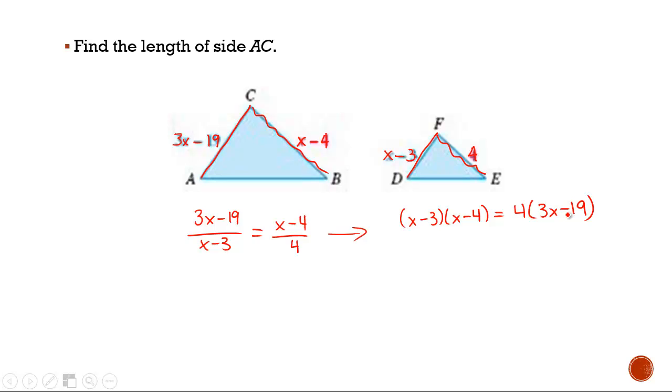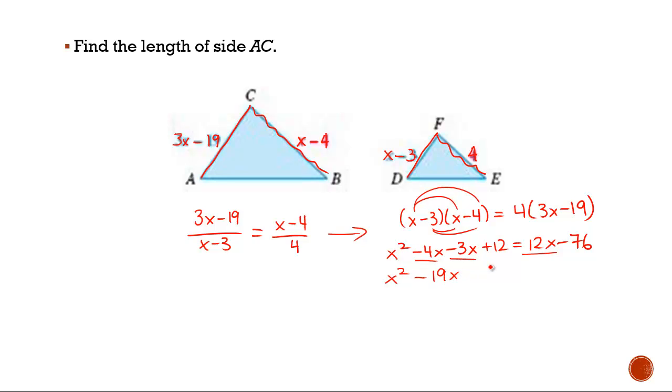And when we expand this, we end up with a quadratic equation, which we have just been learning how to solve. So let's open this up. So we'll have x squared minus 4x minus 3x plus 12 equals 12x minus 76. Bring it all to one side, so you have x squared minus 4x minus 3x, and then we're going to minus the 12x also. So that's going to be minus 19x, and then 12 plus the 76 will be plus 88 equals 0.